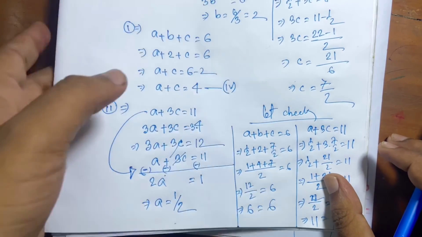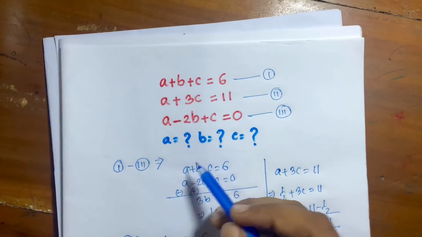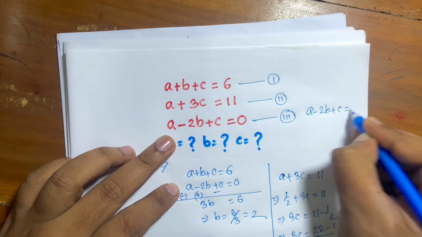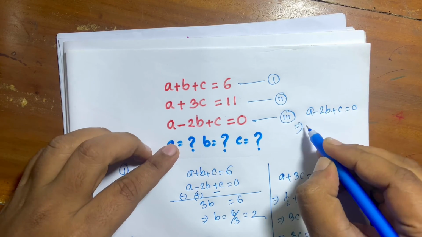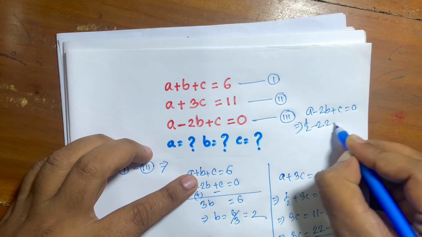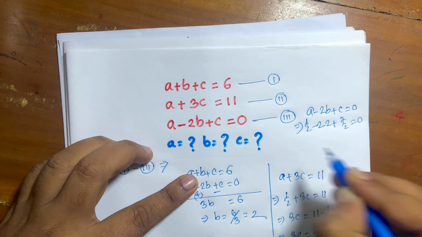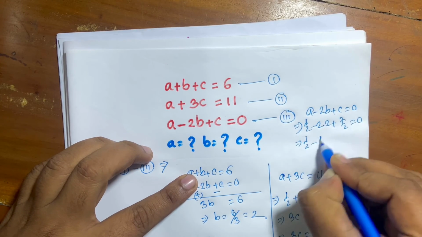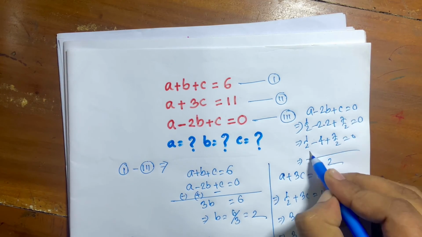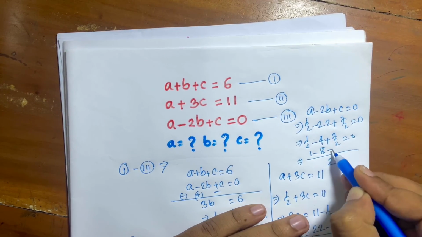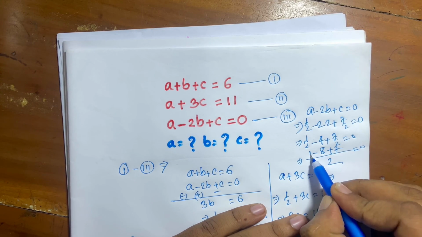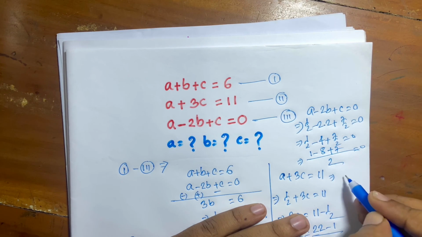And third equation is a minus 2b plus c is equal to 0. Here is a equal to half minus 2 into b equal to 2 plus c is equal to 7 by 2 equal to 0. Now half minus 4 plus 7 by 2 equal to 0. Now 1 minus 8 plus 7 over 2 equal to 0. Now I can say 7 plus 1 equal to 8, 8 minus 8 equal to 0. So now I can say 0 equal to 0.